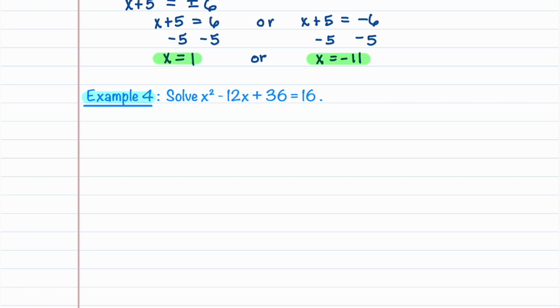Let's look at example 4. I'm going to write down our problem. We have x squared minus 12x plus 36 is equal to 16. Let's make a note that 36 is equal to 6 squared. So we can write this as (x minus 6) quantity squared. Now, why did I use the minus? The reason that I put a minus here is that we have a minus in our original equation. And then on the right-hand side, we just write 16. Now we can go ahead and take the square root of both sides.